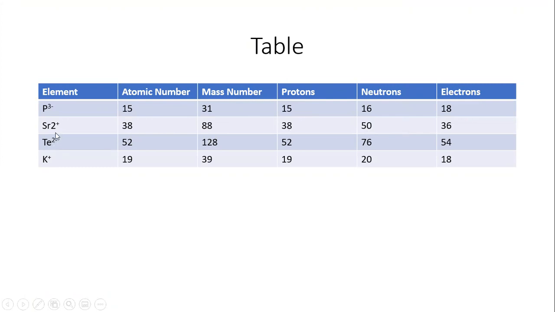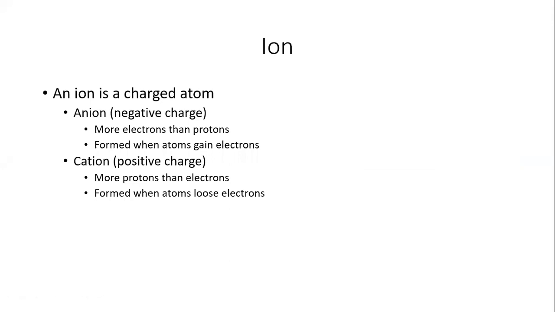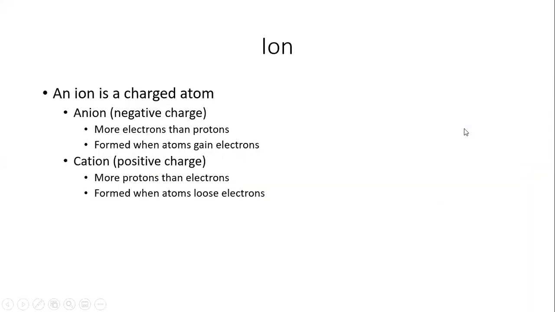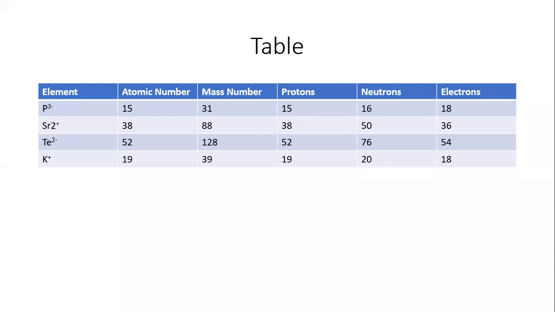Now, this has a 2 plus charge, and you have 38 protons. So in this case, you would subtract from the proton number. So 38 minus 2 is 36. This is because a cation has more protons than electrons. So in here, you have 38 protons, 36 electrons. And it is also formed when atoms lose electrons. So this one is losing electrons because it is lower than the number of protons.